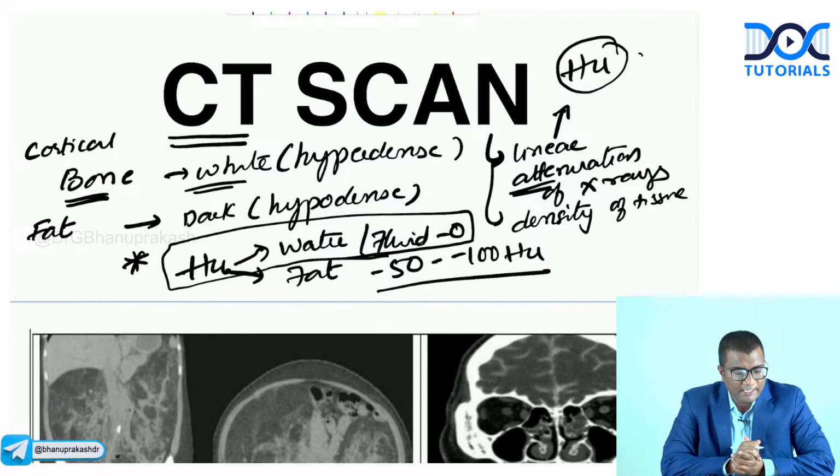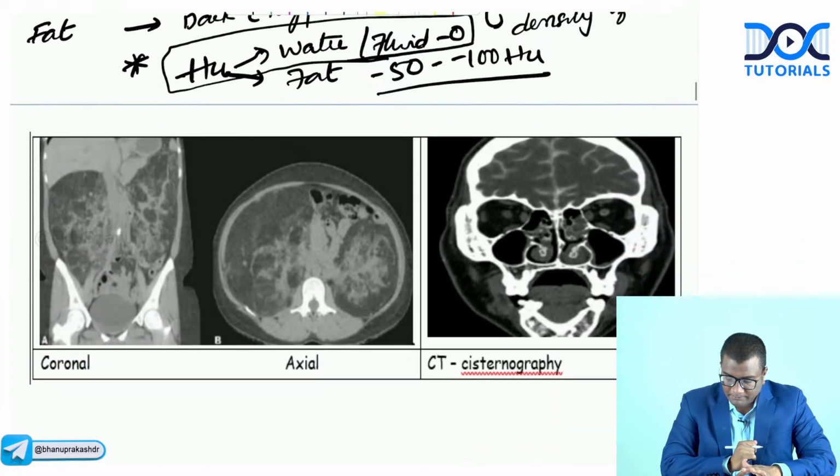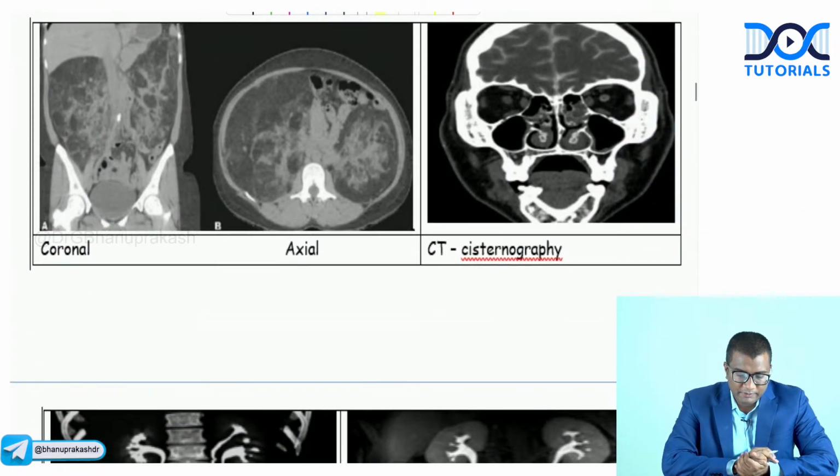Now, having done that, let us just come to some important images. Good evening, Chavan and Cortex. Let's come to this image.